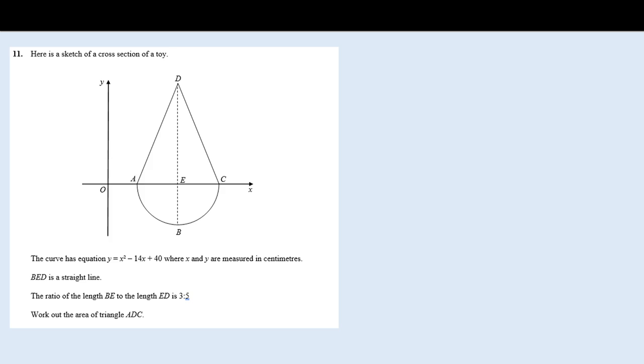We're told that BED is a straight line, and the ratio of the length B to E and E to D is 3 to 5. We want to work out the area of the triangle ADC.